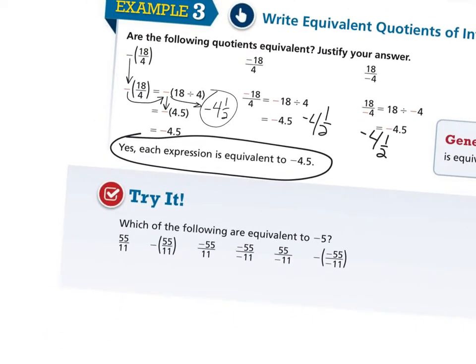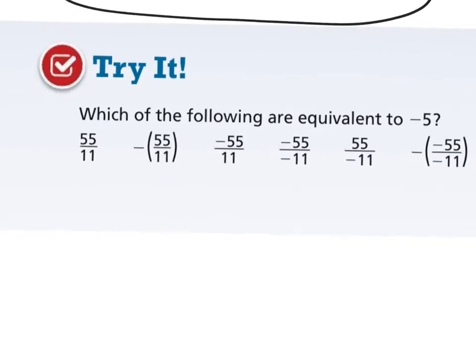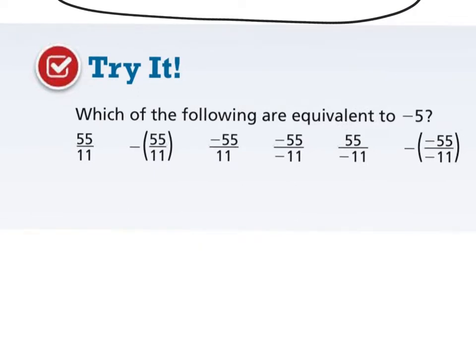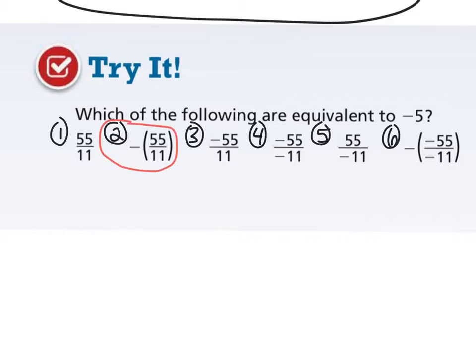So if we look at the try, it says which of the following are equivalent to -5, and we'll just number these so we can keep track easier about which we are selecting, and it's possible that more than one of these will work. So as we look through these, one of these that would be equivalent to -5 would be number 2, because that negative sign's just going to keep coming down. And then 55 divided by 11 is 5. So that would be one possibility here.